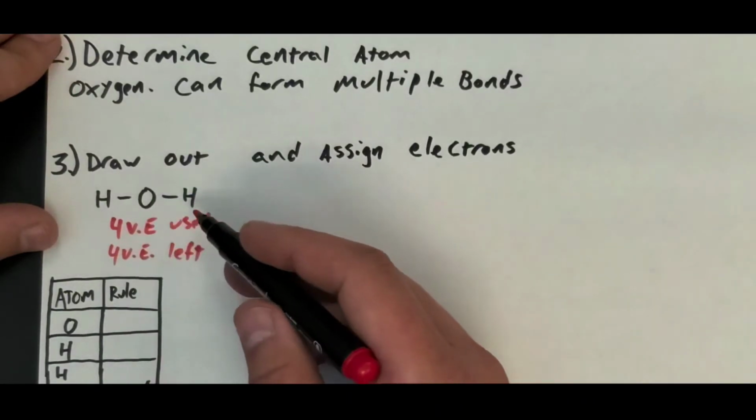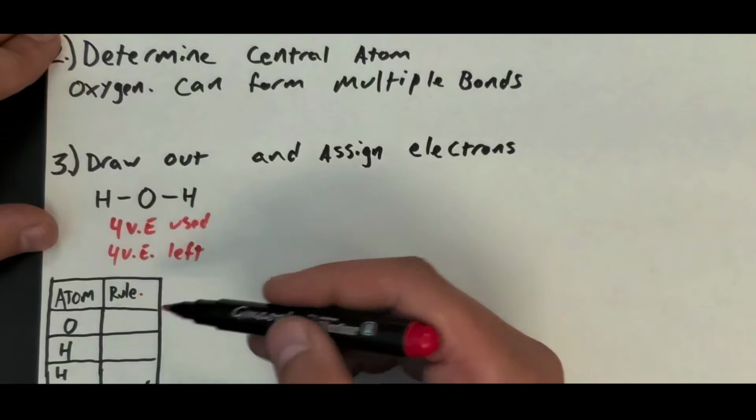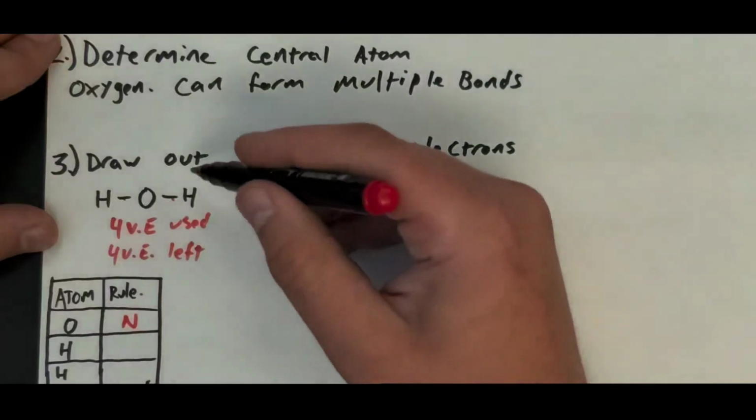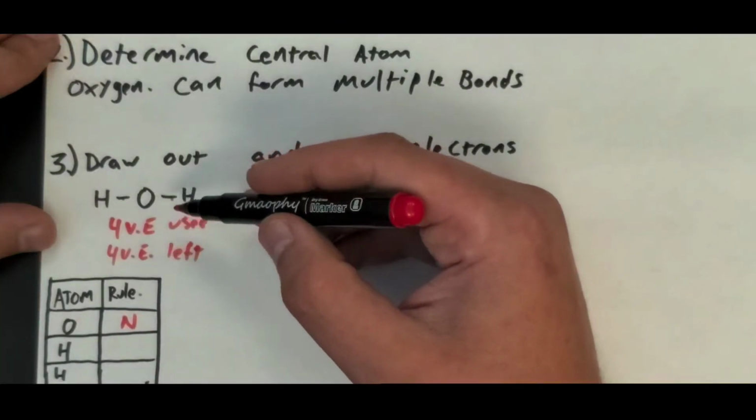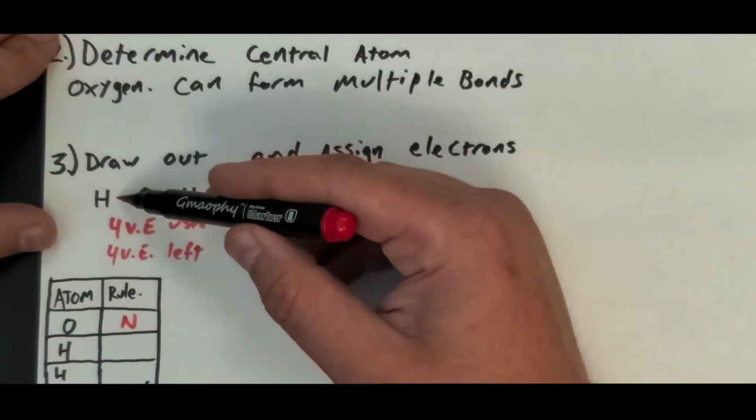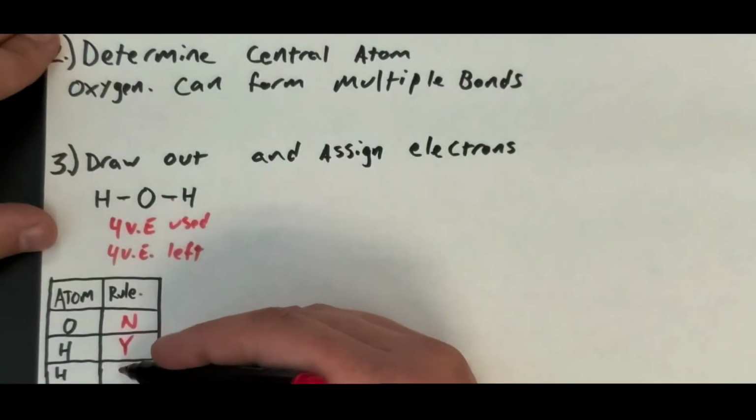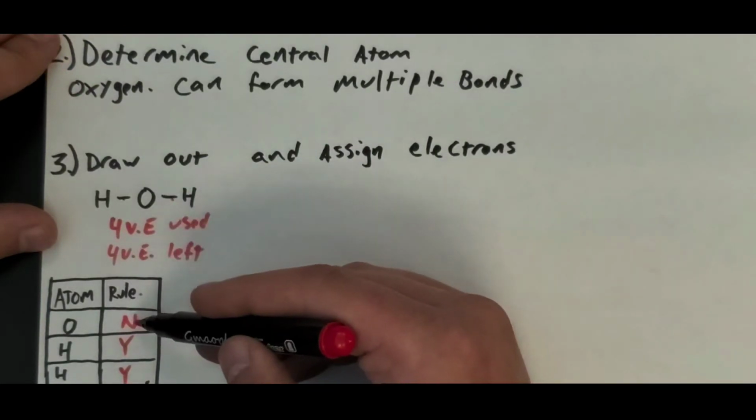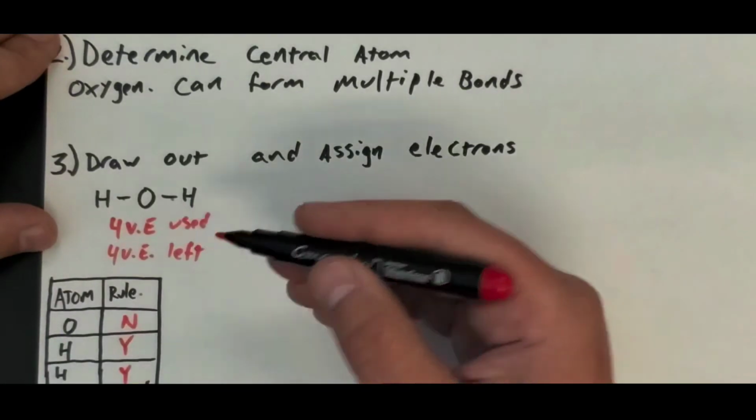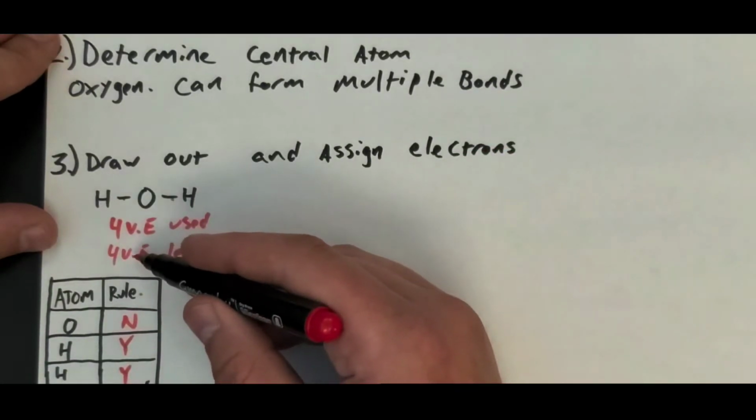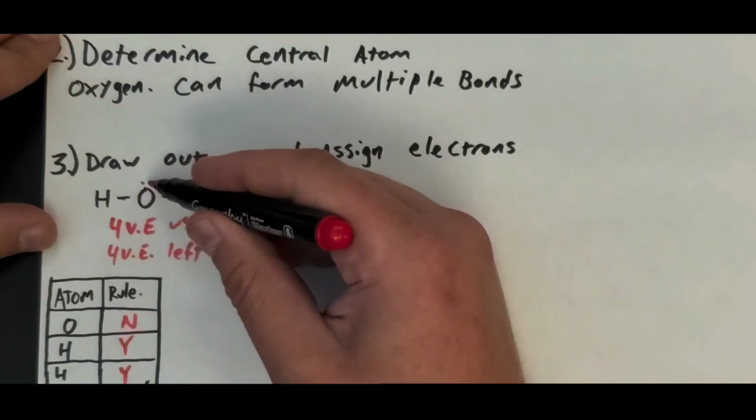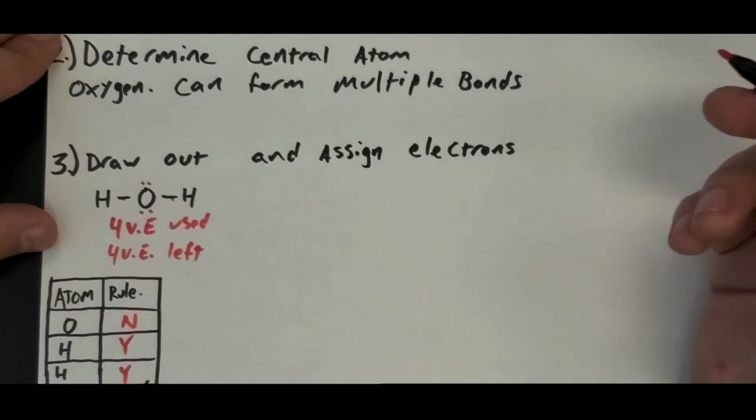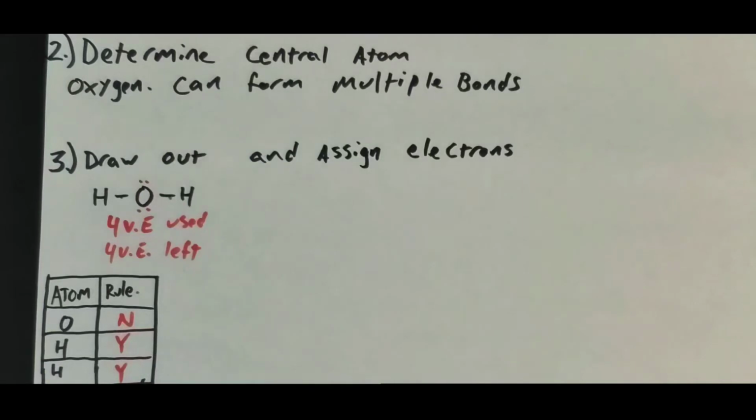Oxygen needs 8 electrons to fulfill its octet rule, and it only has 2, 4, so its rule is not fulfilled. But hydrogens only need 2 electrons to fulfill their duet rule, and they both have 2 electrons, so their rule is fulfilled. Now we just have to fulfill oxygen's octet rule, and the way we'll do that is just to assign all the remaining valence electrons to oxygen. So they go 1, 2, 3, 4. Now our octet rule for oxygen is fulfilled, and we can make up the model.